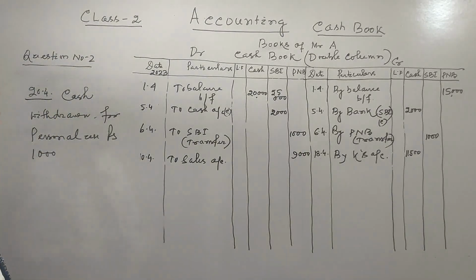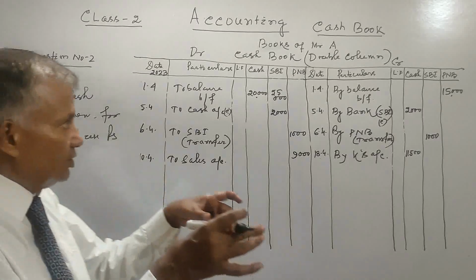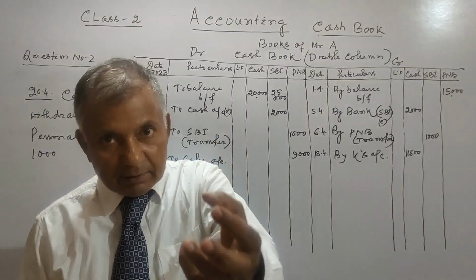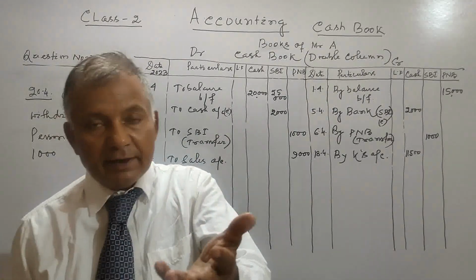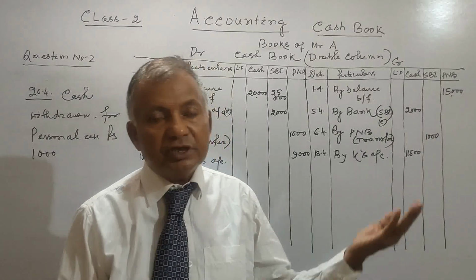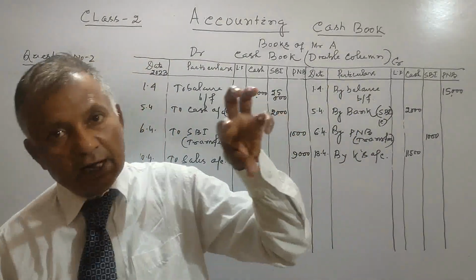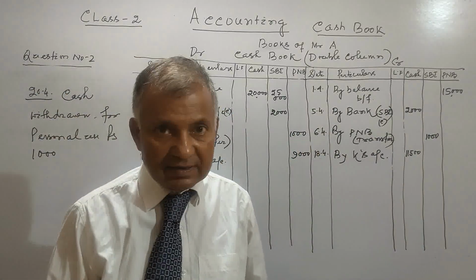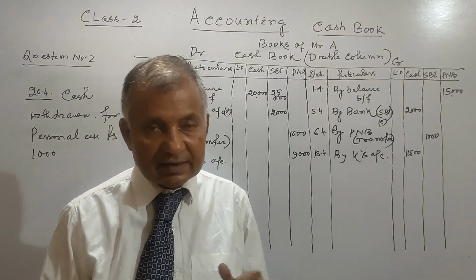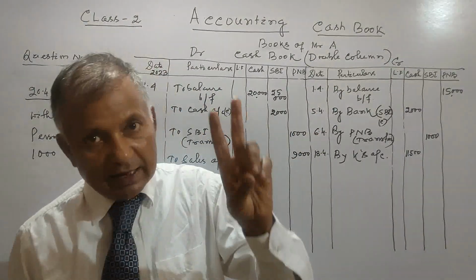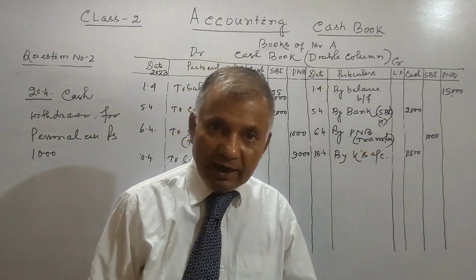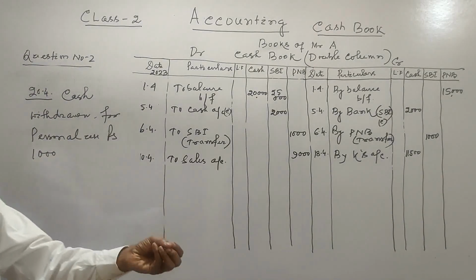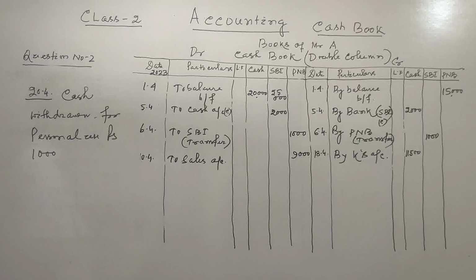So when you are withdrawing cash for personal use, it is drawings. When the proprietor, the owner, takes money for personal use, it is drawings. When the owner contributes to the business, when the owner pays to the business, it is capital. So the owner has got two names: one is capital, another one is drawings. Here the owner is taking money from the business for personal use.